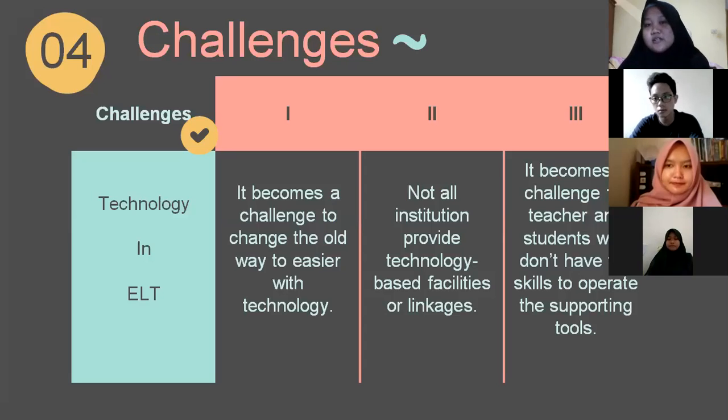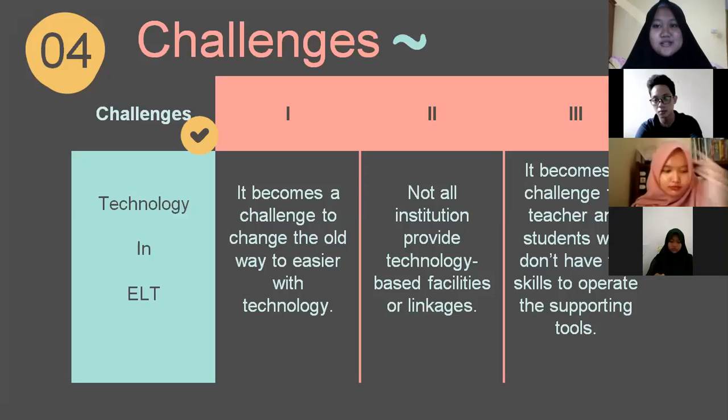Okay, the second is not all institutions provide technology-based facilities or linkages. This is a challenge in itself for each school institution in preparing their supporting facilities for students, especially for those who live in a village and they do not live in a city. It is very possible that there is a lack of technology supporting facilities such as computer labs or anything. The internet as a means of connecting is also a problem. Therefore, I think this matter really needs to be considered by the government so that all students can experience technology-based learning.